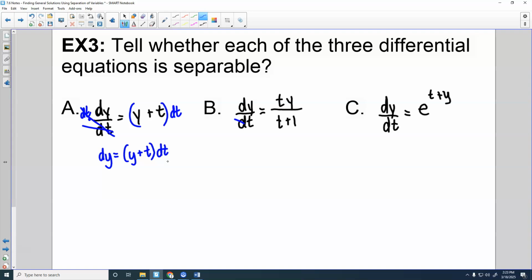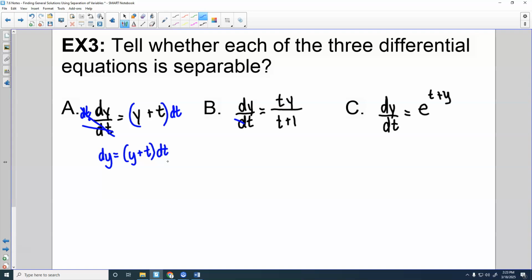Are we going to be able to separate this? Is there a way we could do it? Just a shot in the dark. Could you factor out a t and dt, divide off the y? You can't factor a t out of dt. You need to think about it: it's not d times t, it's like a separate variable. So you wouldn't be able to do that.